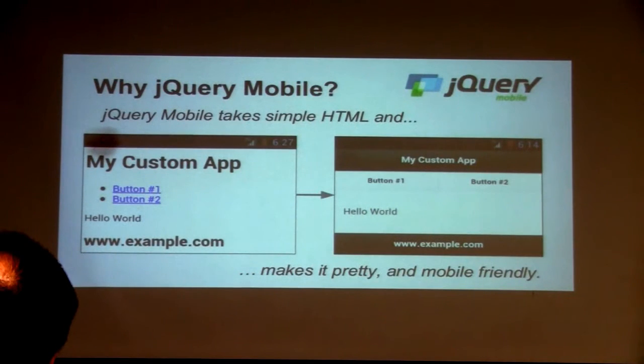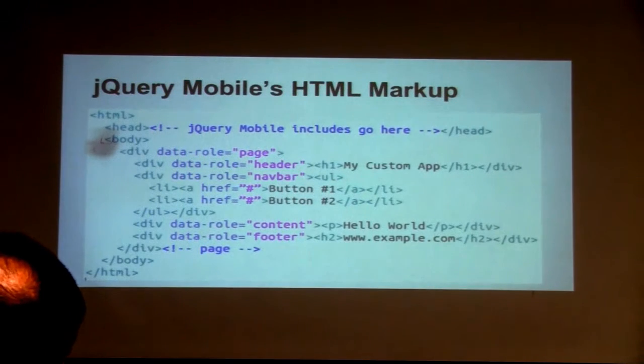So why jQuery Mobile? So it lets us take that simple HTML, apply some very simple attributes to certain things, and jQuery Mobile will go ahead and style that for us. So here's that same page with jQuery Mobile's equivalent. And a lot of the power comes from the data-role attribute. You can attach that to certain divs, and it will just automatically style things really nice for us.